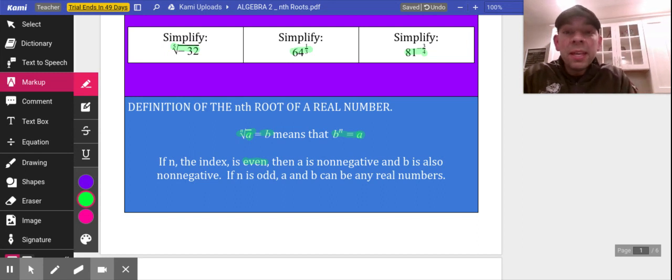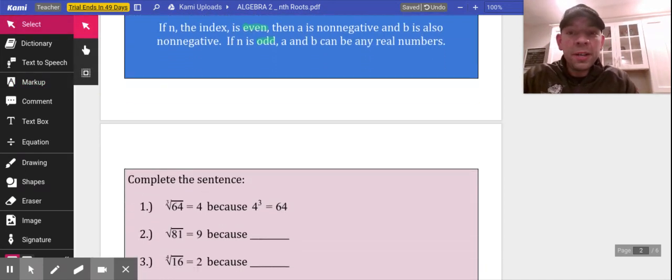However, if n is odd, now all bets are off. A and b could both be positive or both be negative. I think I can guarantee that they're either both going to be positive or both going to be negative. I don't think you'll have a situation where a is positive and b is negative or vice versa. So let's try to make some sense out of that.